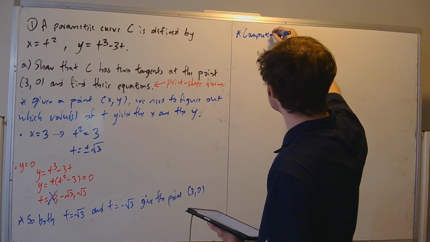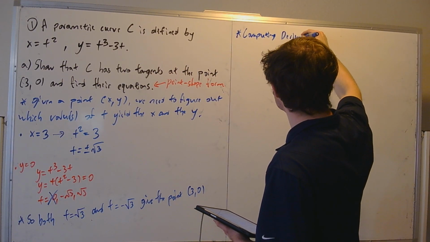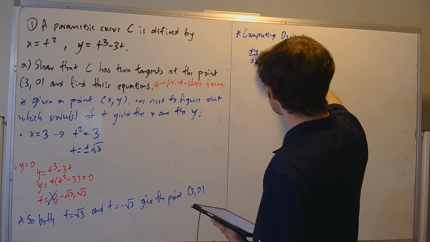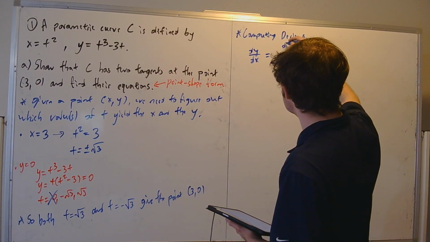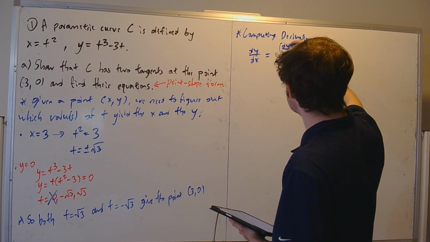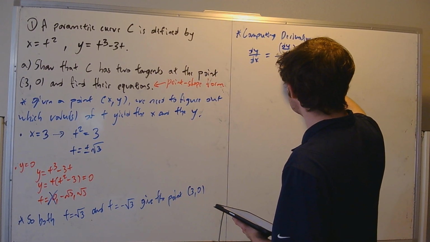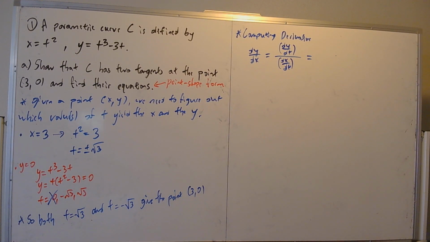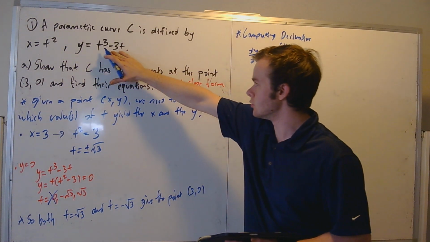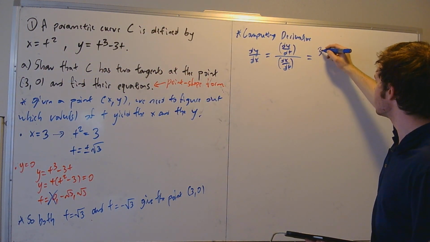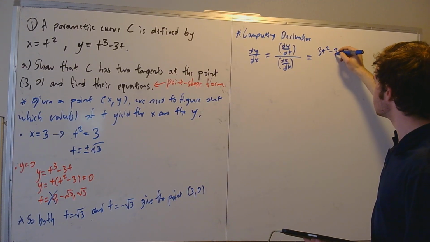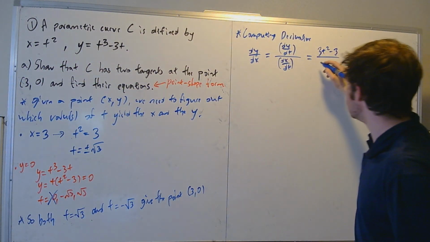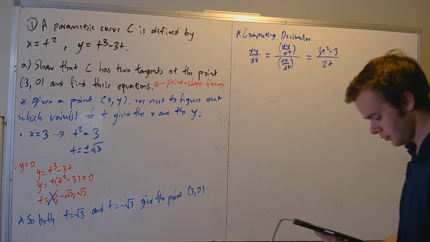Computing the derivative. If we do that, then we know that dy by dx, using the equation that we wrote down, is dy by dt divided by dx by dt. And now we just need to find both of those things, right? So the derivative of y with respect to t is 3t squared minus 3, over the derivative of x with respect to t, which is 2t. Right, so that's our derivative.